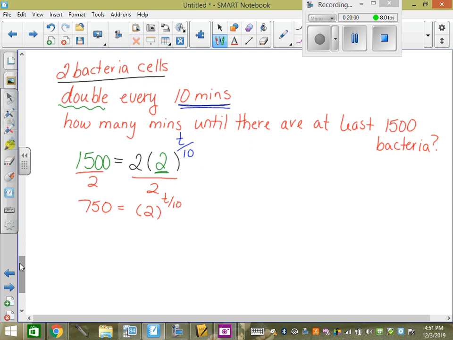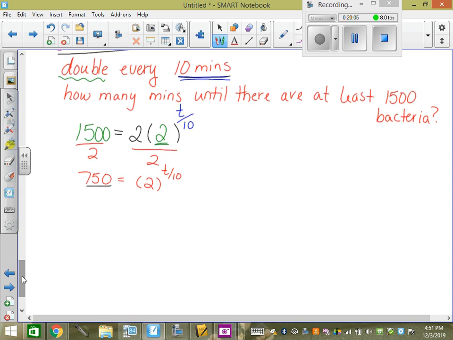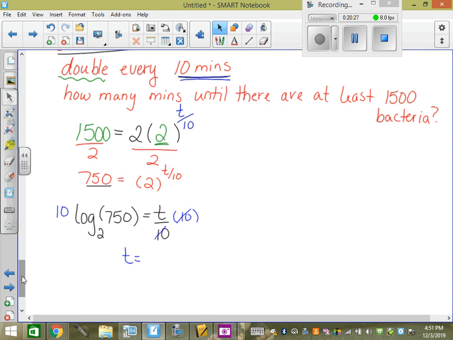But we'd have to make sure our y max is at least 750, or you're not going to see that horizontal line at 750. Or we can log it. So I'm going to do it with a log. The base of my exponent becomes the base of my log. So log base 2. What's with it doesn't stay with it. So I get log base 2 of 750 equals t over 10. And then I'm going to multiply by that 10. And then I can just type it in, and I'll get in minutes how long it takes to reach that 1,500 bacteria.